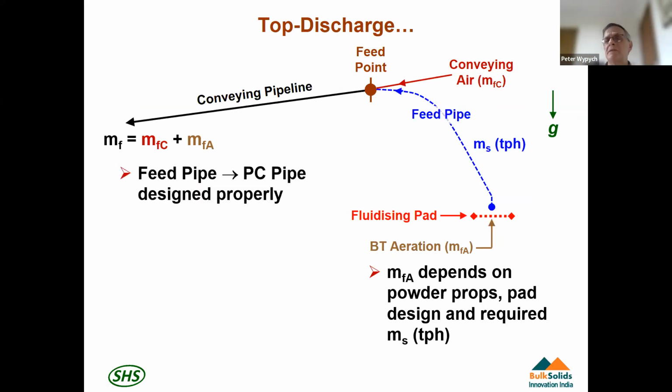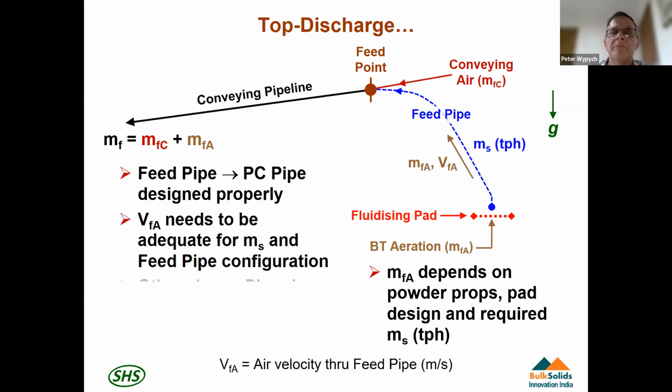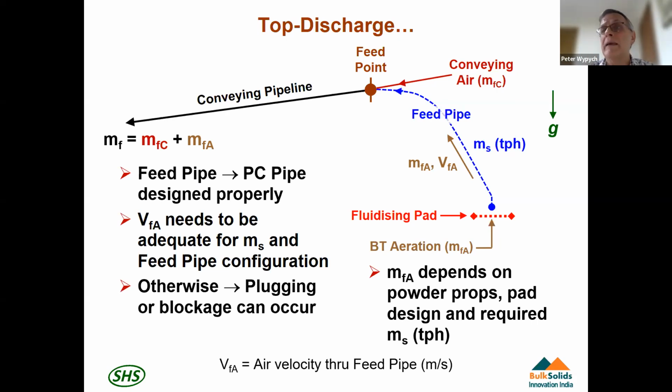And the feed pipe is an important consideration for these types of blow tanks, because the feed pipe is an actual pneumatic conveying pipe that needs to be designed properly. If not, you can get blockages or plugging occurring in that line, and that will restrict your blow tank discharge capacity. The other consideration too is we're lifting the product against acceleration due to gravity. So there's a lift loss involved here.